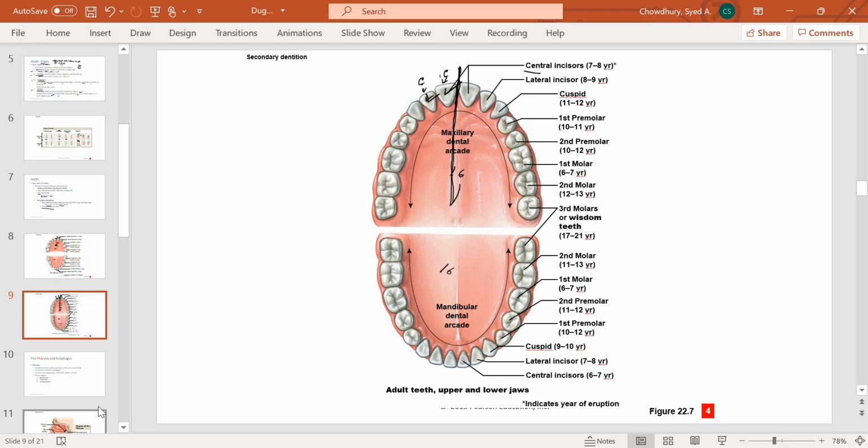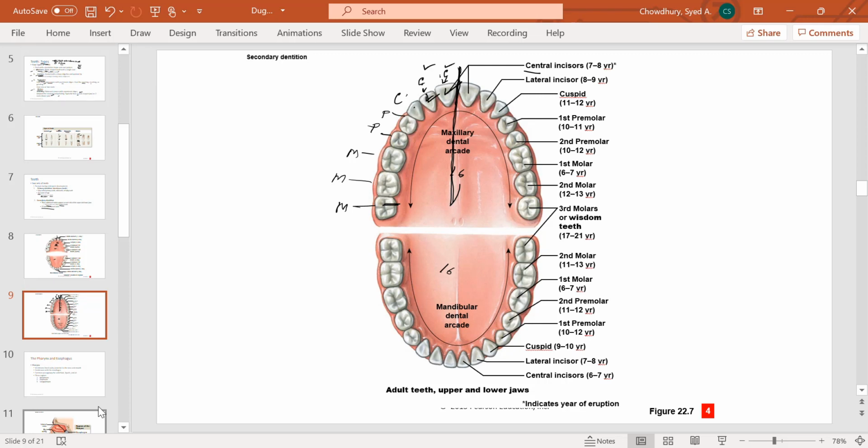And then you have one canine. Then these two are premolars. This is the first premolar, this is the second premolar, right? And three molars. And the third molar is called the wisdom tooth. So total 8, right?